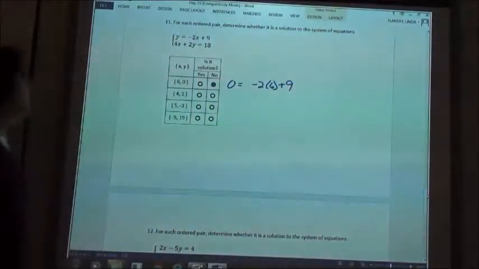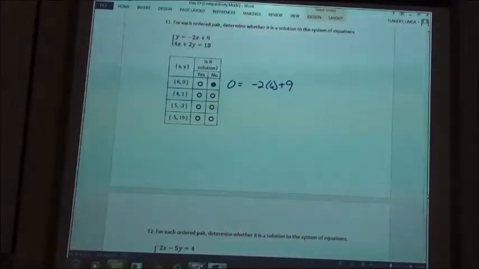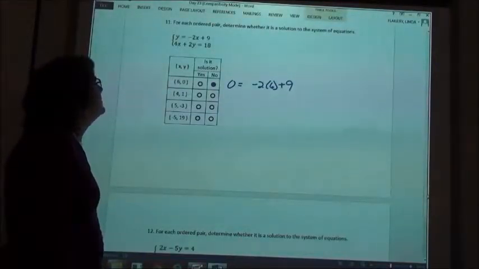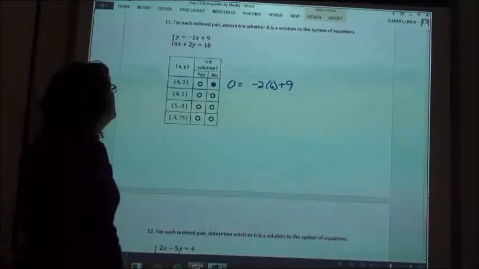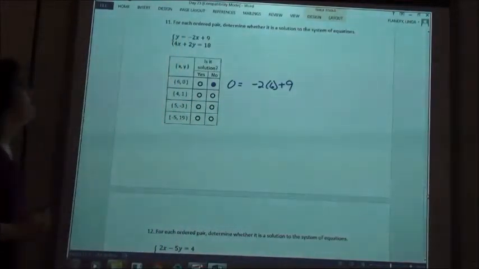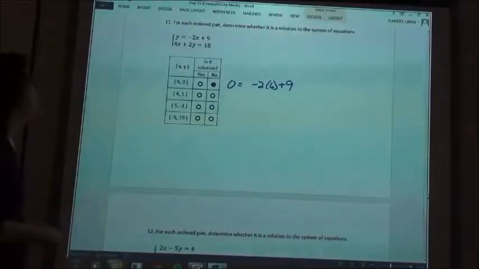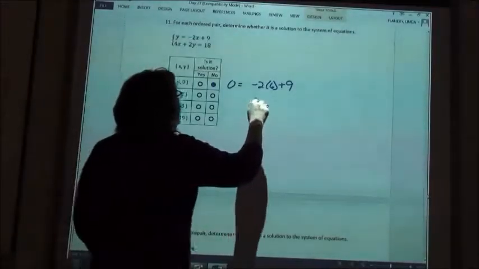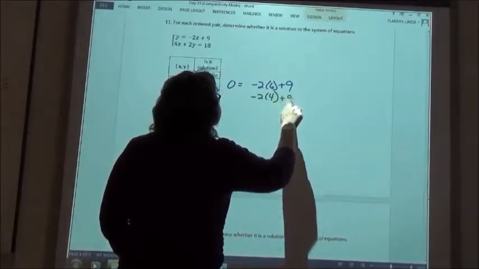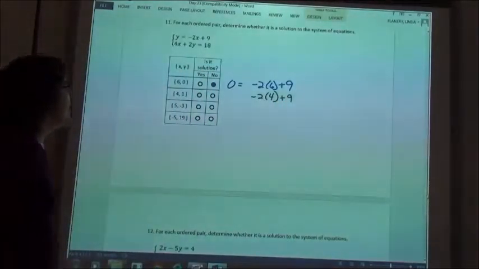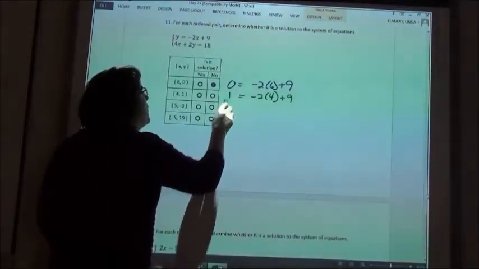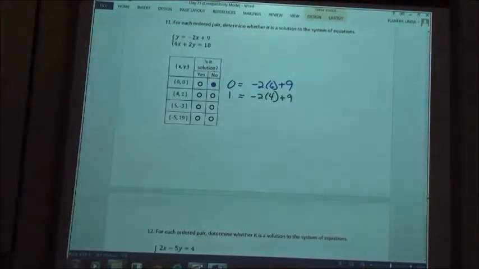So then we can hop to the second point. If we check the second point in our first line, we would have what? 4. No, negative 2 times 4. Negative 2 times 4 plus 9, does that equal 1? Equals 1. So that one works in that one.